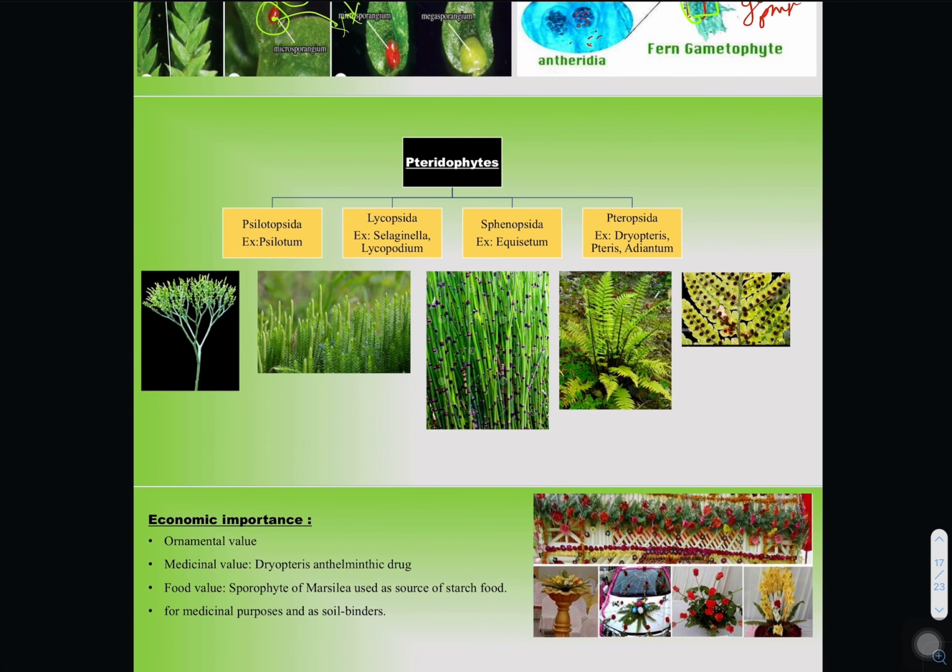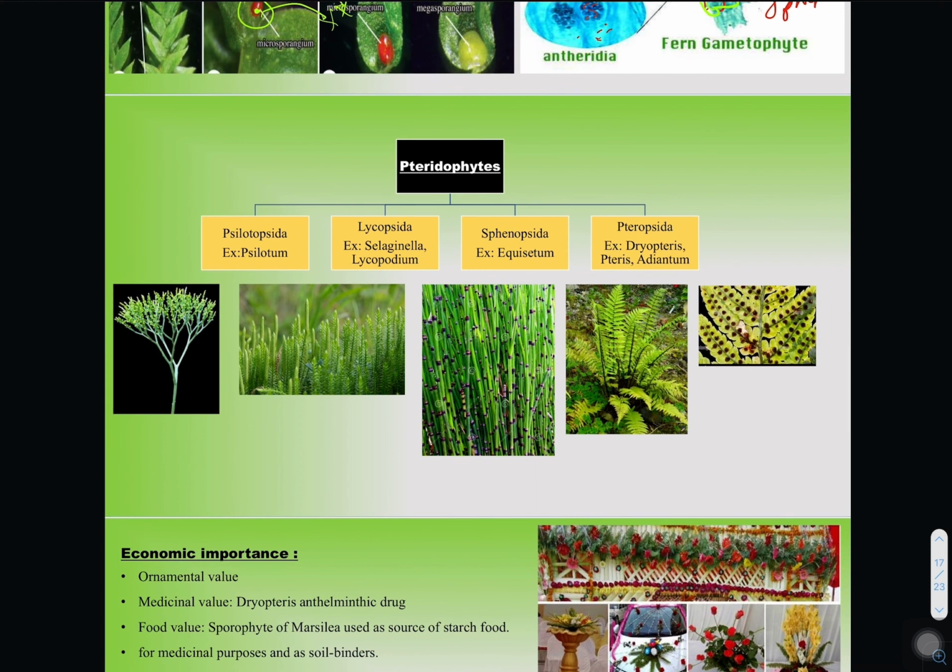Next, coming to the classification of pteridophytes. Pteridophytes are classified into Psilopsida, Lycopsida, Sphenopsida and Pteropsida. Example for Psilopsida is Psilotum. Example for Lycopsida is Selaginella, or this is Lycopodium. This is not Selaginella, this is Lycopodium. Next example for Sphenopsida is Equisetum. Next example for Pteropsida is Adiantum, or this one is Dryopteris.